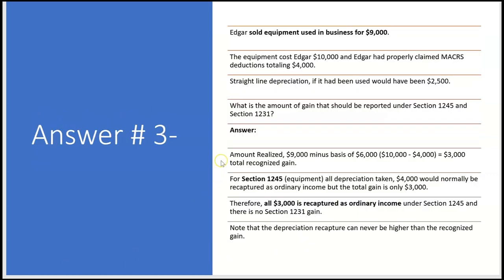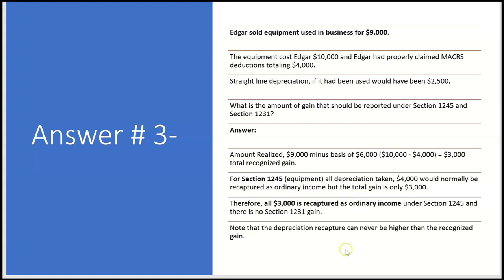So this time the amount realized is only $9,000, and when you subtract the basis of $6,000, you get only a $3,000 recognized gain. Well, for Section 1245 equipment, we're used to taking all depreciation taken, which would have been $4,000, and recapturing that as ordinary income. But what's the problem here? This time the total gain is only $3,000. So how much are we going to recapture under Section 1245? The total gain of $3,000 or all the depreciation taken, $4,000?